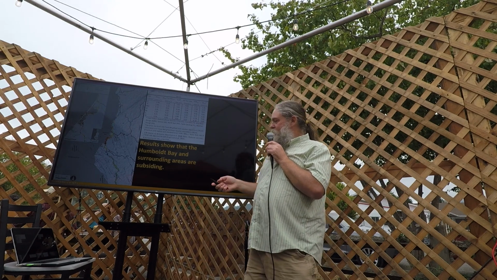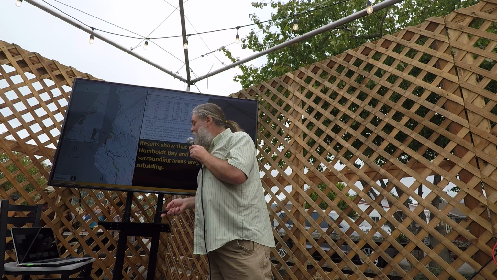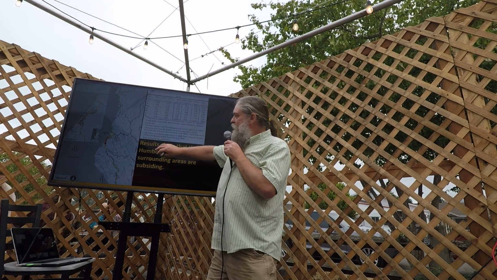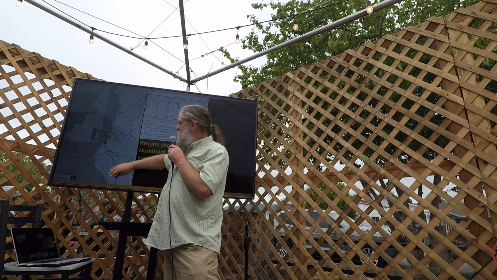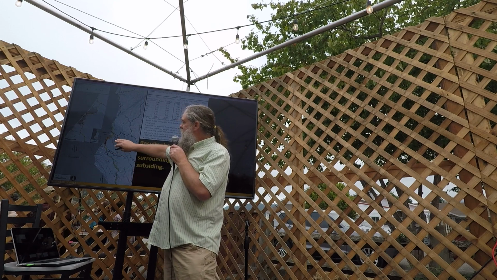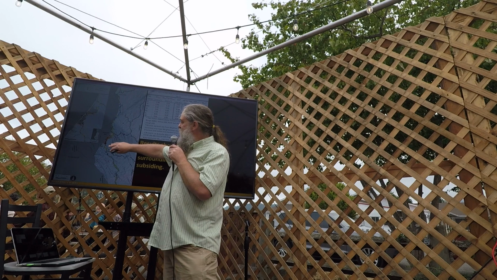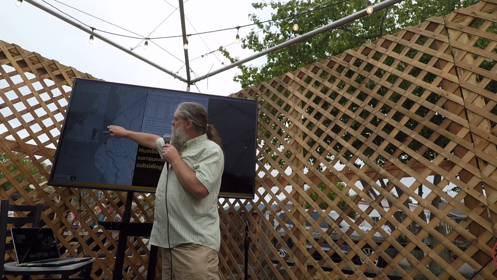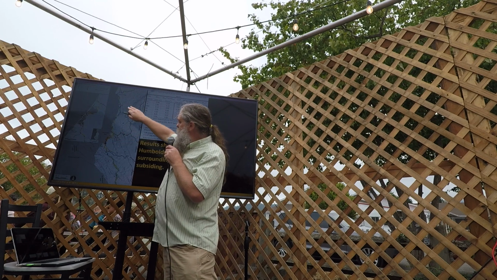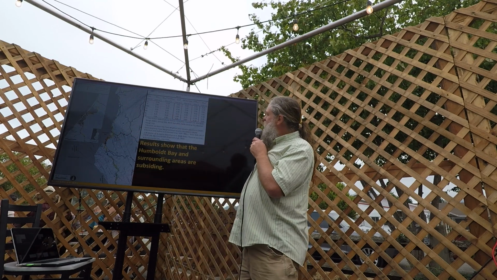And this is a map that shows the vertical land motion rates. So red is going down, blue is going up, and yellow is sort of in the middle. We can see that around Humboldt Bay is going down a lot compared to the rest of the area. And this is a table.